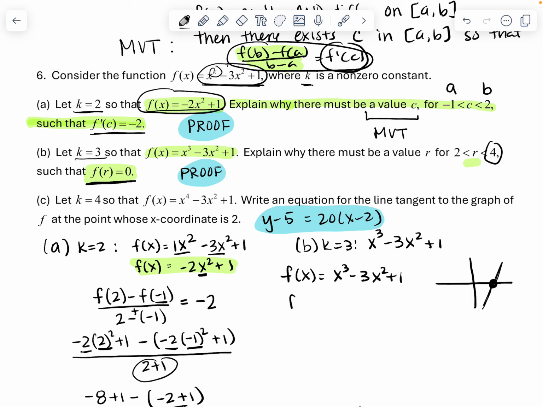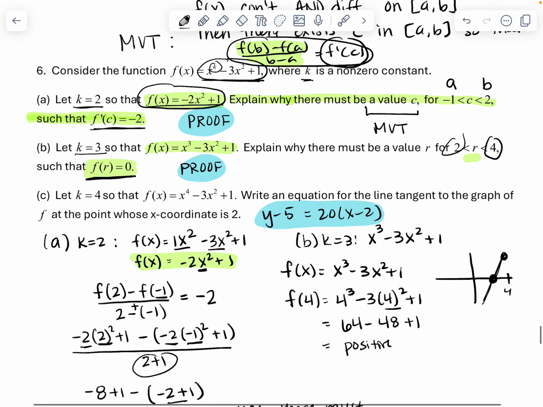If I find f of 4, that's going to be 4 cubed minus 3 times 4 squared plus 1. So this is going to be 64 minus, this is 16 times 3, which is 48, plus 1. You can actually figure out what this is, but I know that this is a positive number. So that means that at f of 4, my function's somewhere up here. It's positive. Now let's see what happens at 2.